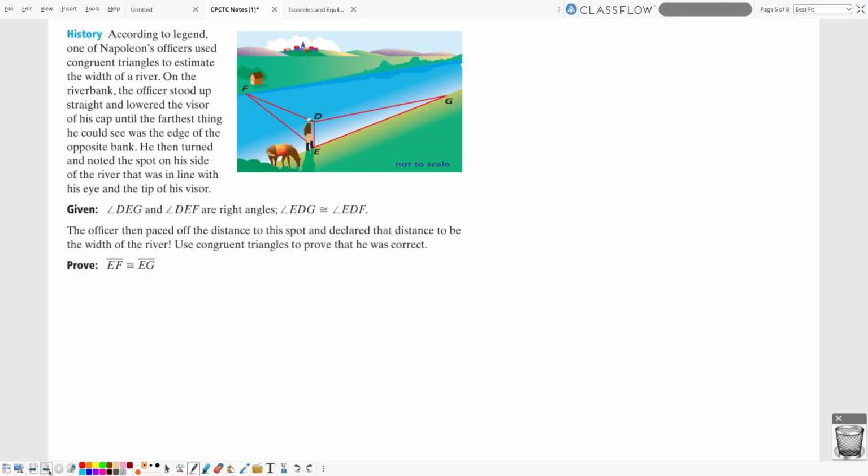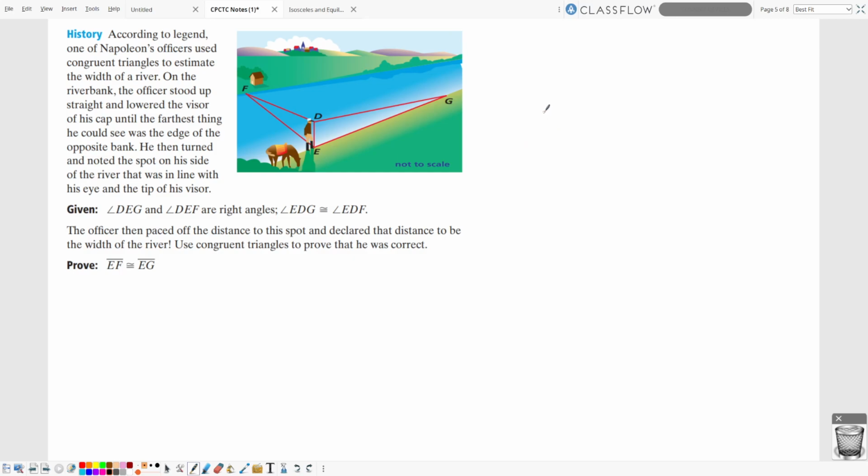So here's another example. I don't know if this is true, but apparently one of Napoleon's officers used congruent triangles to estimate the distance across a river to basically get to a combat site. And this is something that you could actually easily apply. So you have these two triangles, and you're trying to prove that they are congruent to each other. If they're congruent, then you can easily match up the sides to find the distance across the water.